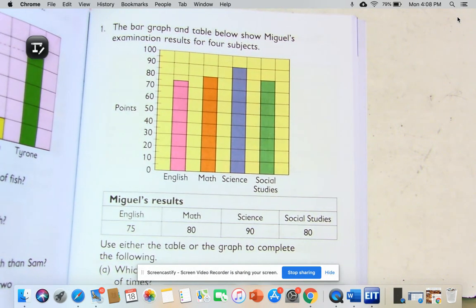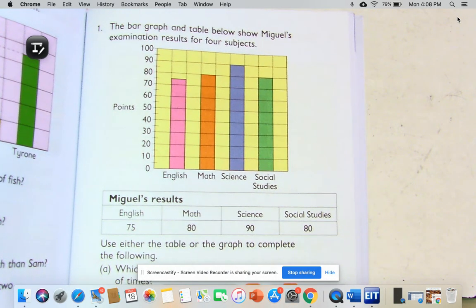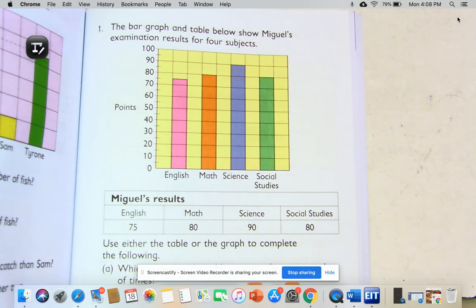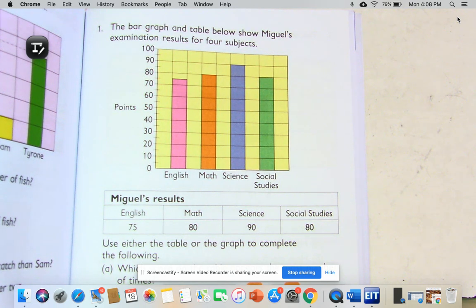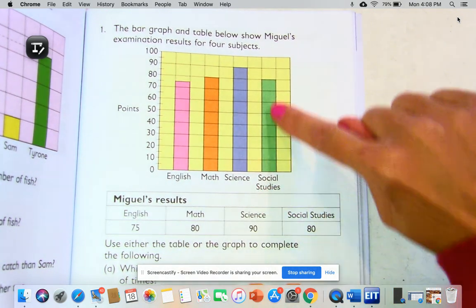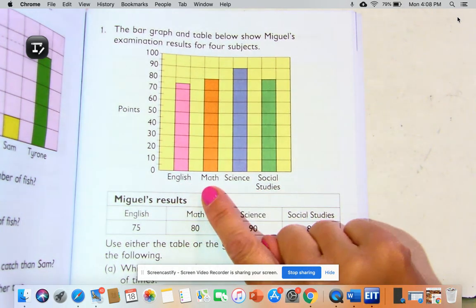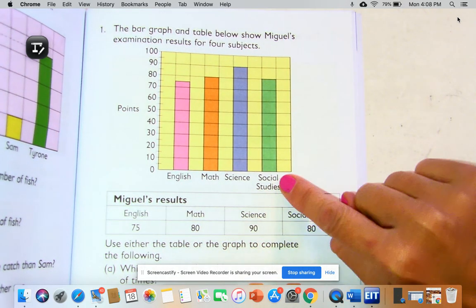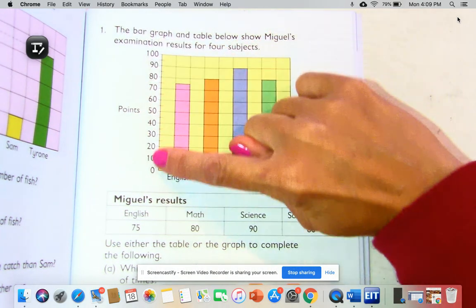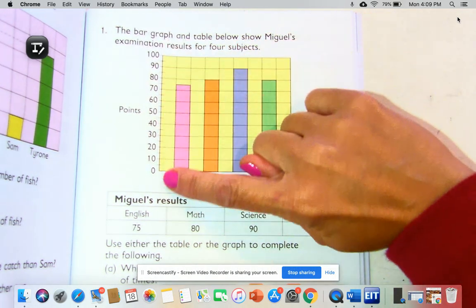It says the bar graph and table below show Miguel's examination results for 4 subjects. So an examination is another word for a test. So Miguel had some tests. How did he do? So we can look at this bar graph to see how he did in English, math, science, social studies. It's kind of like history. And then along this side, we see his points or his score on the tests.